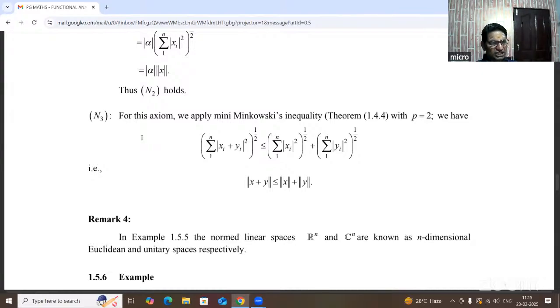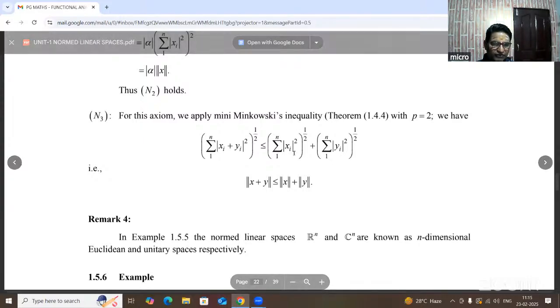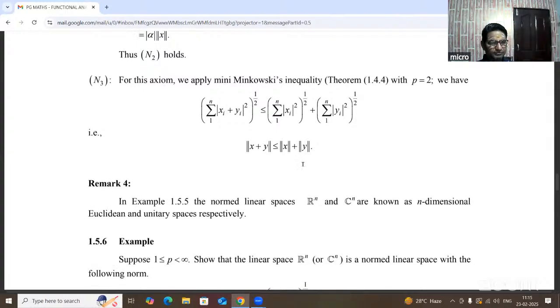The N3 condition: we apply the Minkowski inequality, replacing p equal to 2. The summation of mod xi plus yi whole square, whole power 1 by 2, is less than or equal to the summation of mod xi whole square whole power 1 by 2 plus the summation of mod yi whole square whole power 1 by 2. Now this value is equivalent to norm x and this value is equivalent to norm y.